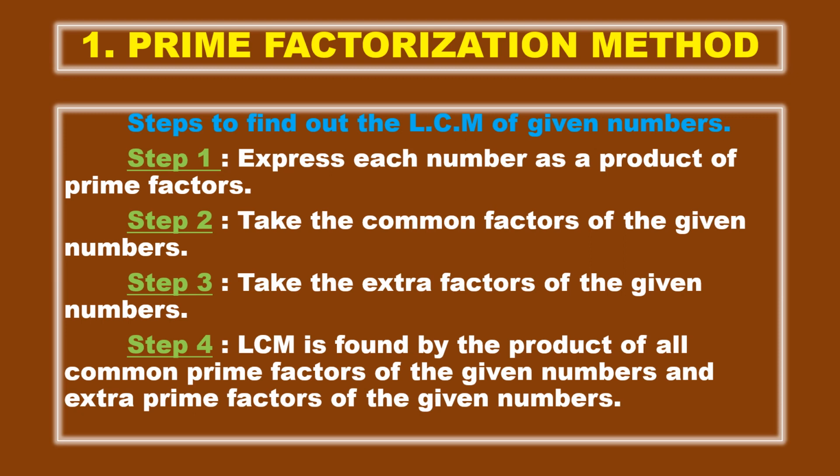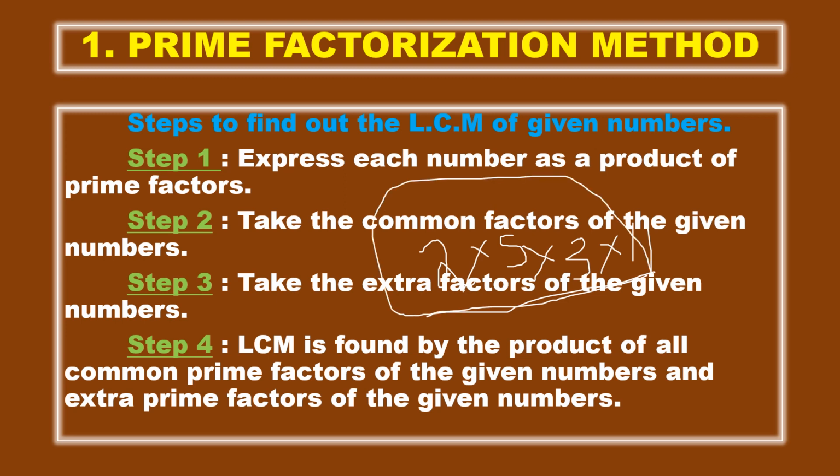LCM is found by the product of all common prime factors of the given numbers and the extra prime factors of the given numbers. Simple. Suppose we got 2 and 5 as common, so 2 into 5, and the extra things are 3 and 11. So multiply 3 and 11 also to these common prime factors. Whatever product you got, that is your LCM.